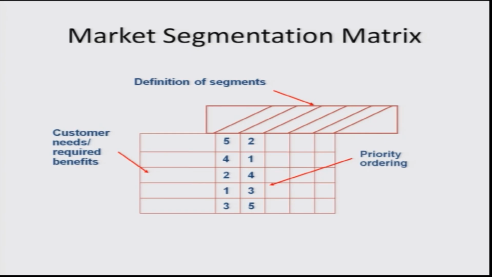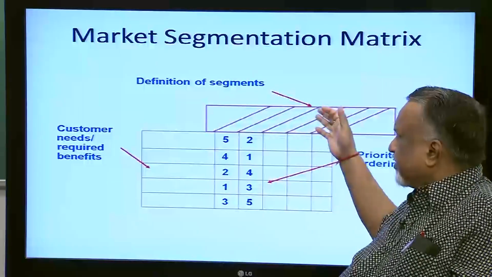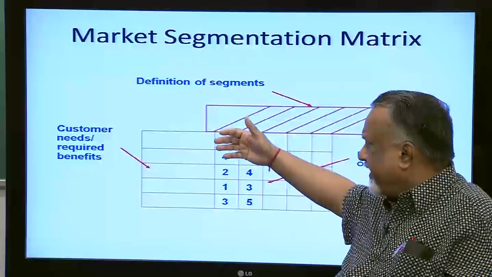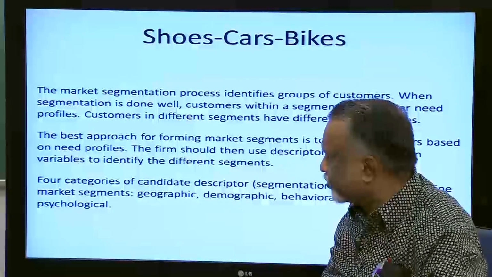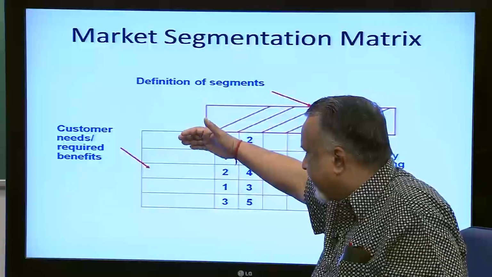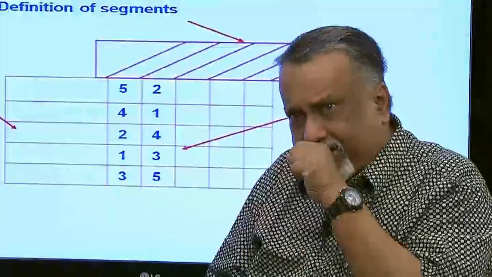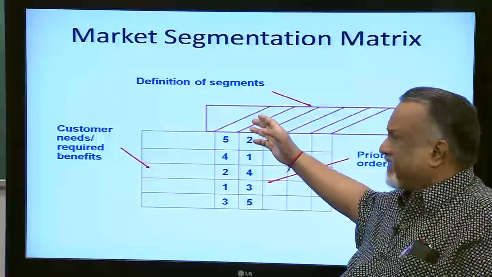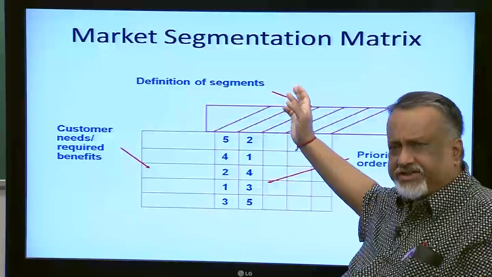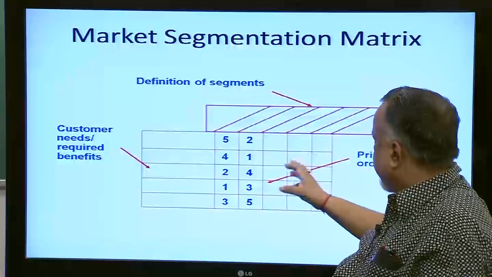So, let us look at a market segmentation matrix. As you can see here, we have customer needs or required benefits, and then we have the definition of segments. This could be in case of cars or in case of shoes, with different customer needs, which can be price, style, material, or occasion, and based on that we can also look at segments like young people or senior citizens or office goers or sports people and so on.